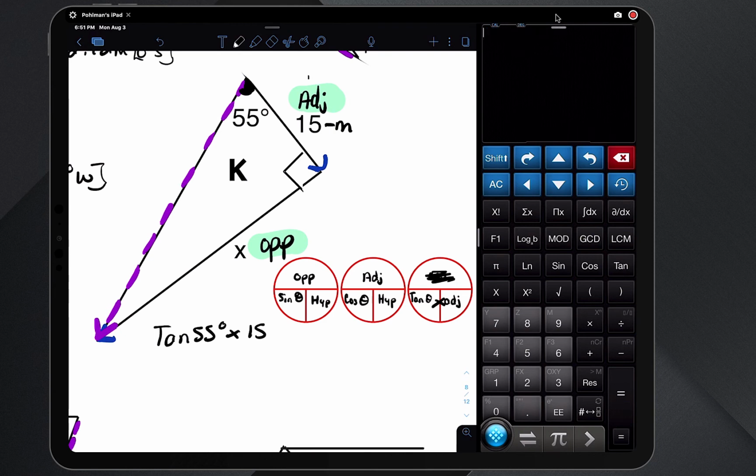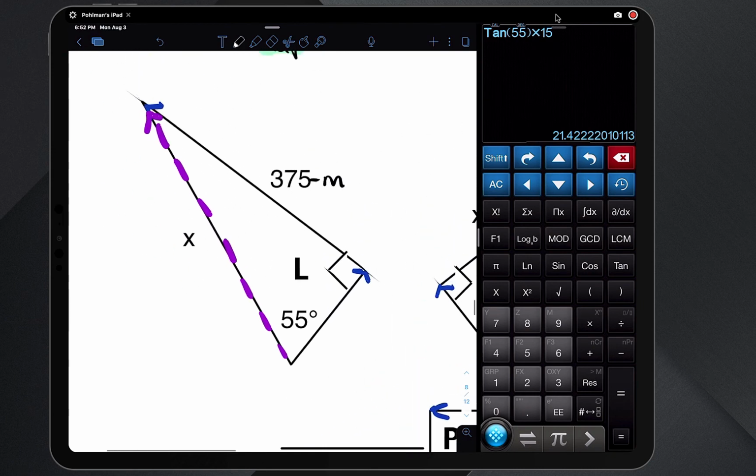So we'll have tan 55 times 15 equals, so our opposite side is going to be 21.4, we'll call that meters, but since I'm not told how many degrees off of the eastern direction it is, we're just going to leave our direction blank for that vector, okay? We go to letter L.